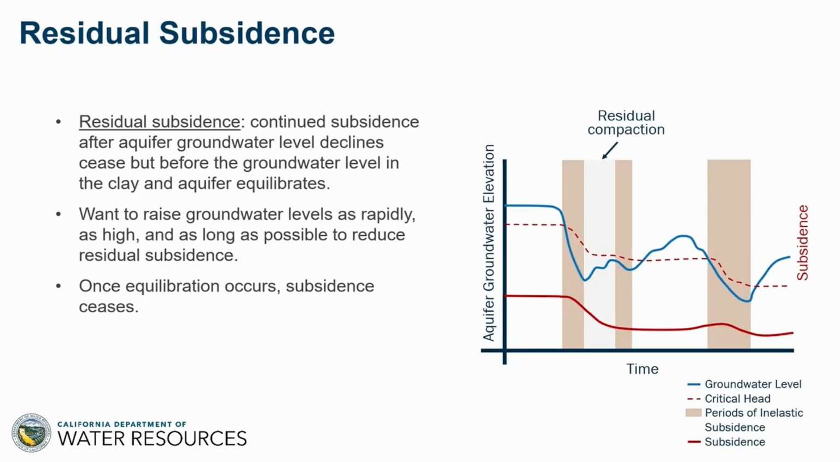So in talking about the critical head, it's also necessary to talk about the concept of residual subsidence. Residual subsidence is the continuation of subsidence after aquifer groundwater level declines have stopped, because the water levels in the clay beds in the aquifer have not yet equilibrated. Subsidence will continue until that equilibration occurs, and in some areas where the critical head has been substantially exceeded for an extended period, residual subsidence can continue for many years.